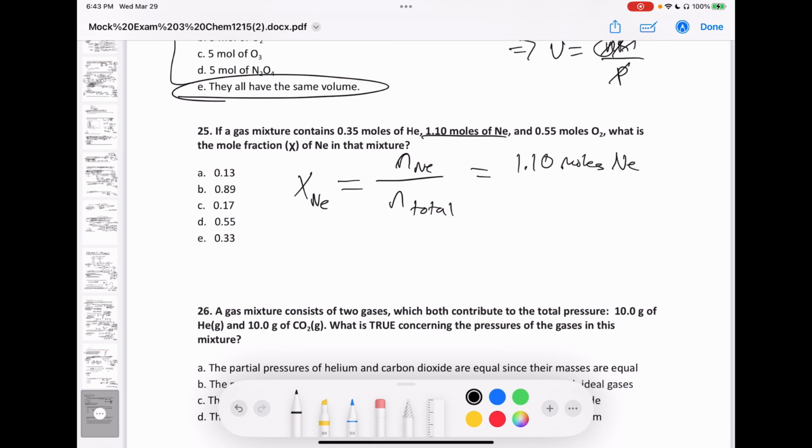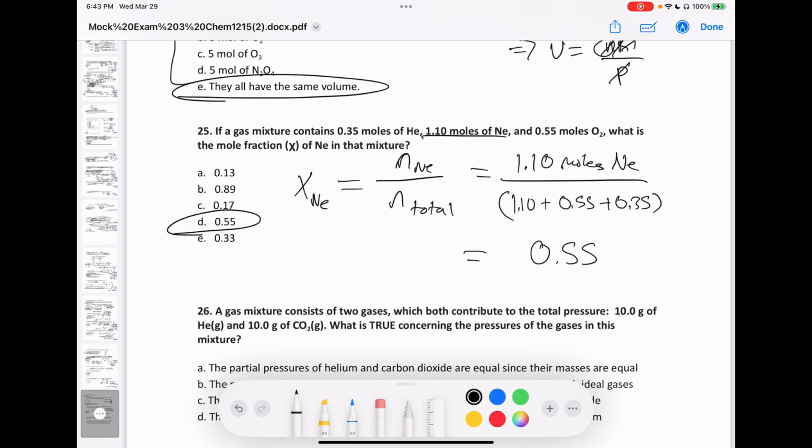So we know that there's 1.10 moles of neon over a total of 1.10 plus 0.55 plus 0.35, which is a mole ratio of 0.55, and that's answer choice D.